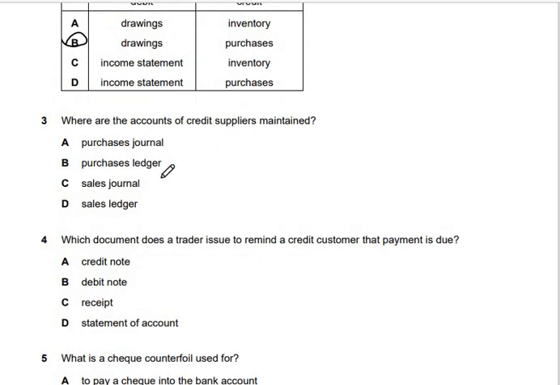Right, question number 3. Where are the accounts of credit suppliers found? We know very well that accounts of suppliers are found in the purchases ledger, not journal. In the journal, there is no account. A journal is a book of original entry. So obviously A and C are out, and we are talking about suppliers. We are not talking about sales. So the answer is B.